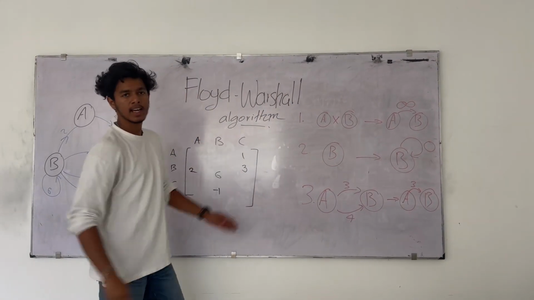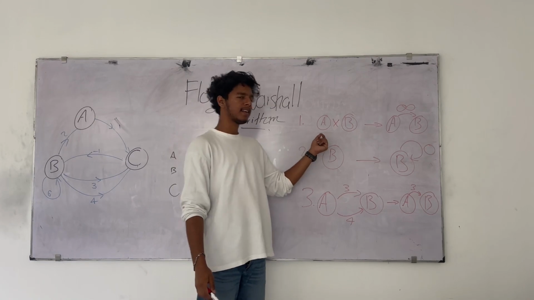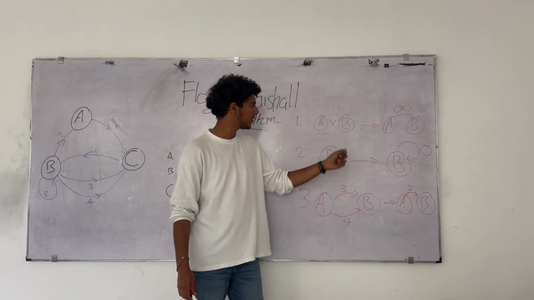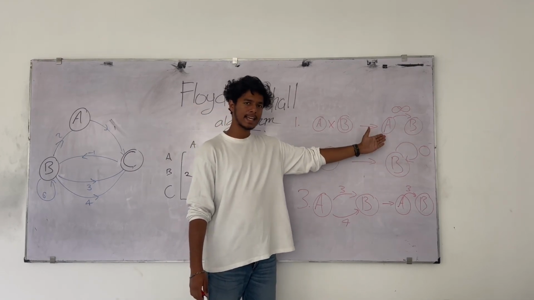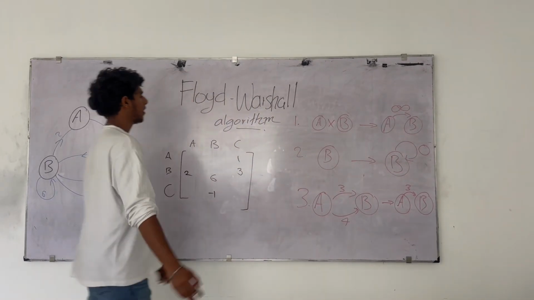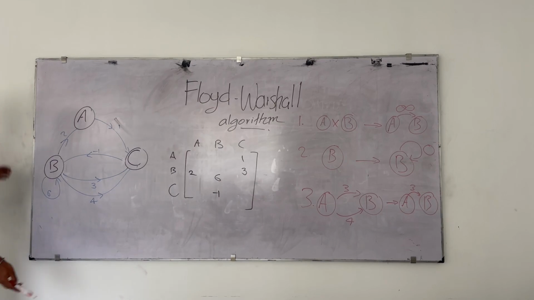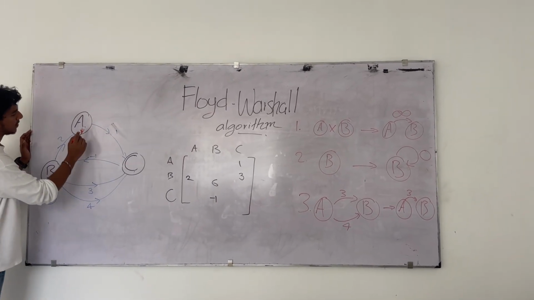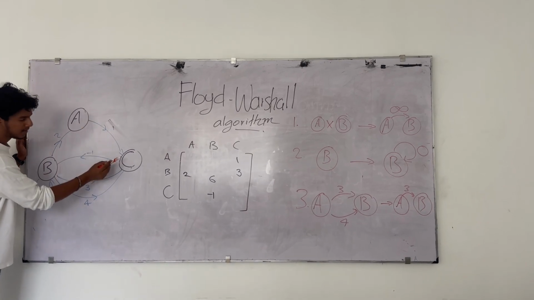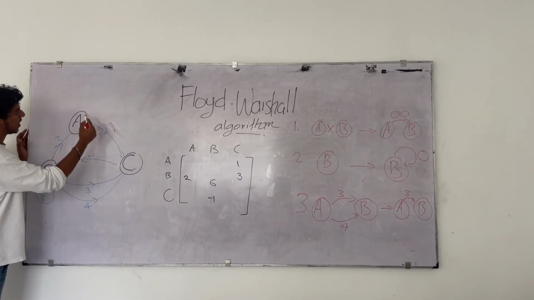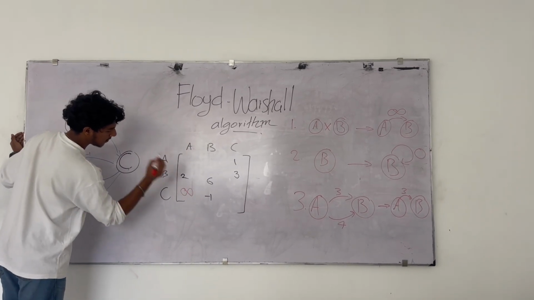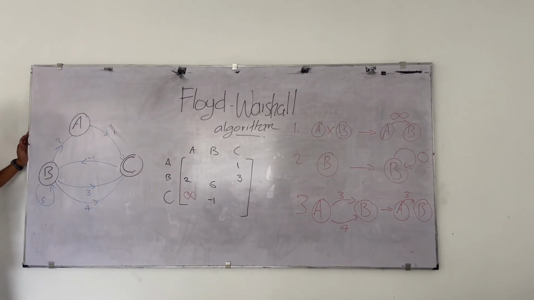Now to fill out the rest of the elements, we have some conditions to add in the Warshall algorithm. The first condition is, if there is no connection, if there is no edge between two nodes, we consider that it has an infinite edge. So in the graph, we have no connection from C to A. Even though we have a connection from A to C, we don't have one from C to A. So for C, A we consider that it has an infinite edge.